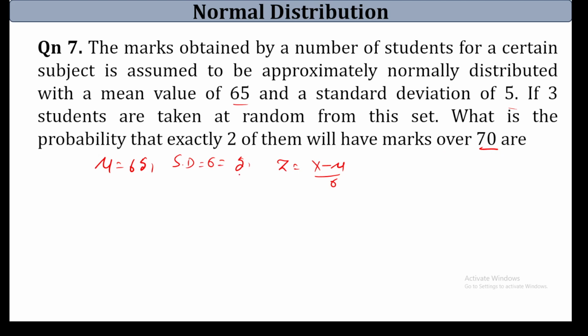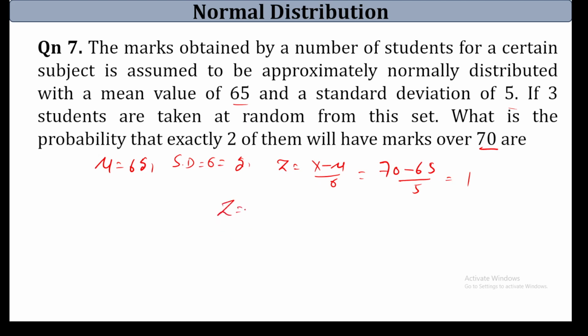So this is a mix of binomial distribution and normal distribution. Using the normal distribution, we have to find the probability. Using that probability, we have to find the exact probability by using the binomial distribution. So I will go with that. 70 minus 65 divided by 5 becomes 1. So Z is equal to 1.